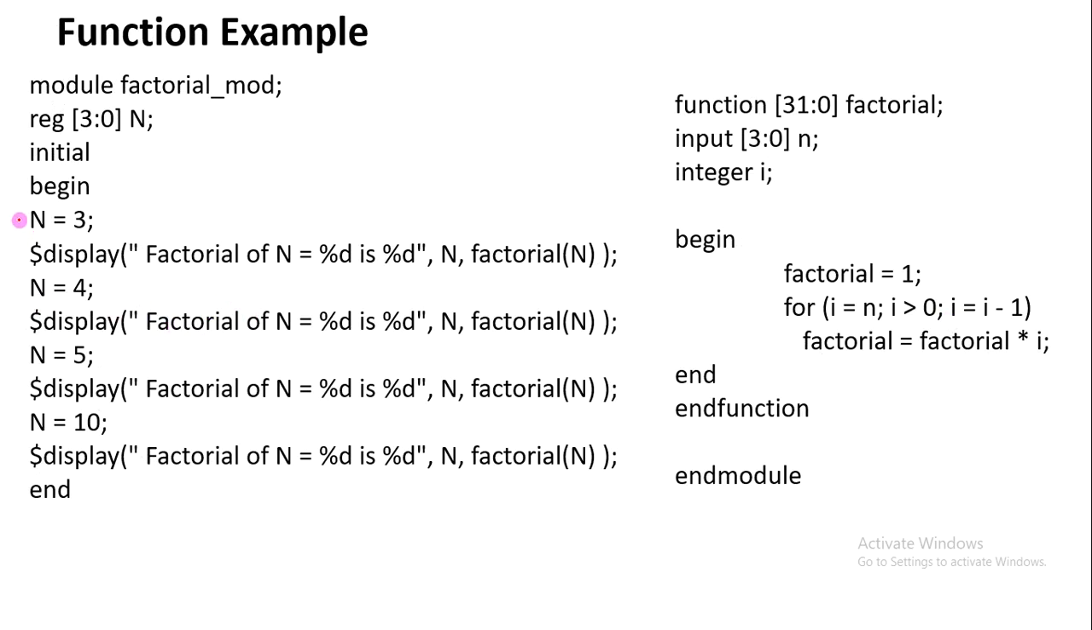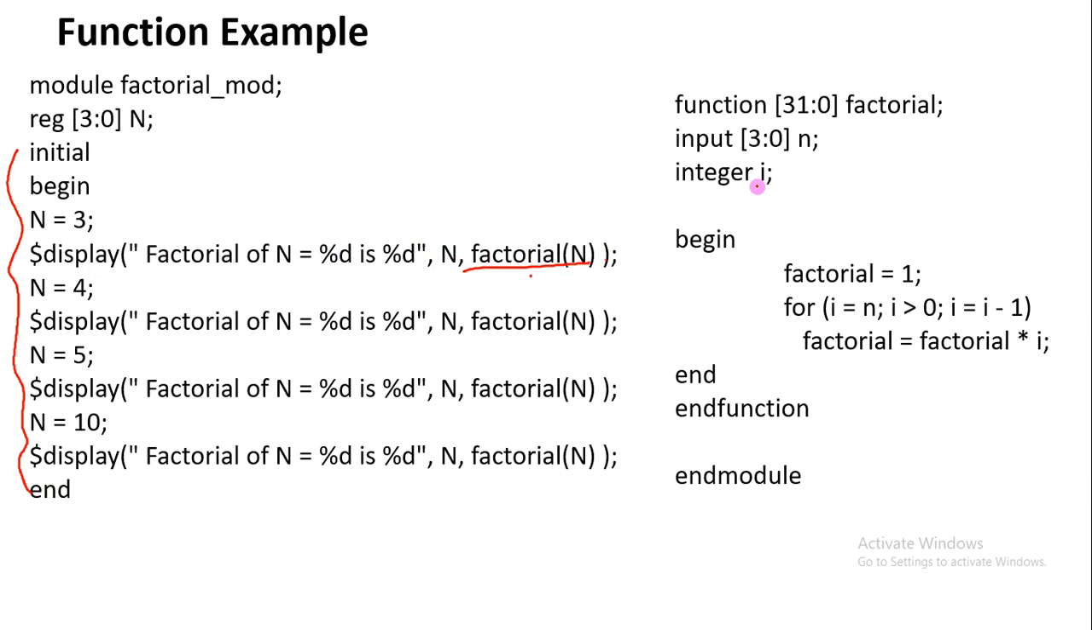These all things are just set up for the stimulus block, don't worry much about it. It means module factorial. So n is a 4-bit vector, which means I'm giving the n values in the range 0 to 15. 3, 4, 5, 10. This is a name I had given. Same thing I had used in the recursive function. I want to display, that's why I have used a display system task. So percentage d factorial, so n is displayed and factorial of n is also displayed.